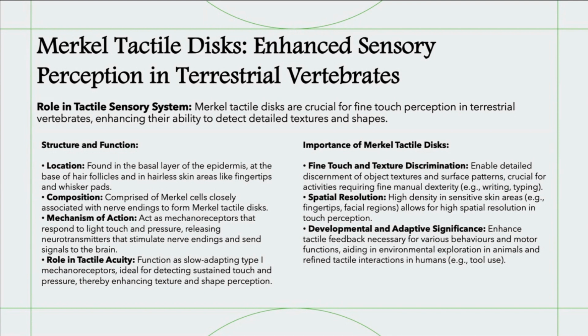The Merkel tactile discs function as slow adapting type 1 mechanoreceptors, and they're very good for detecting sustained touch and pressure, so just very, very light pressure, and enhanced texture and shape perception. So fine touch and texture discrimination.